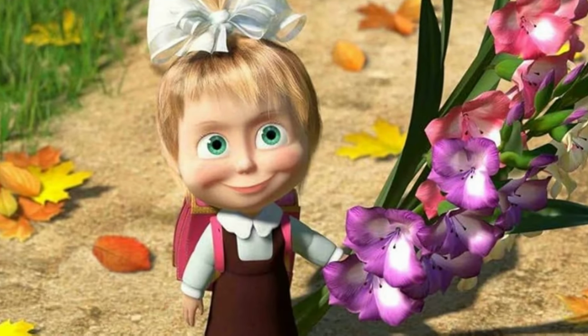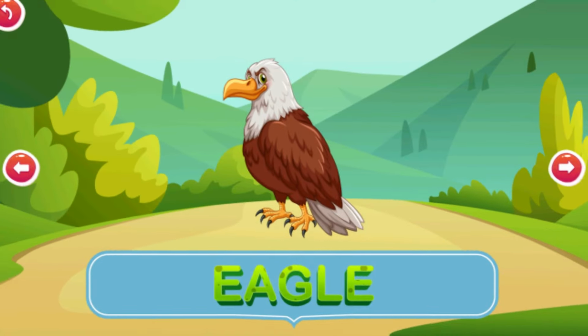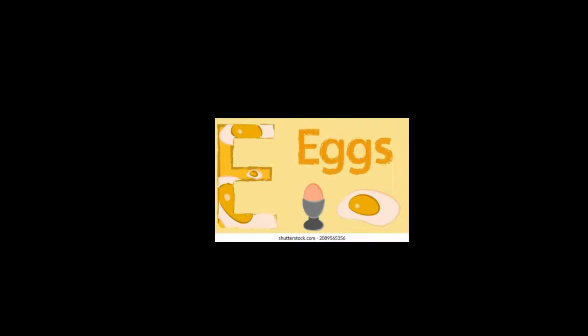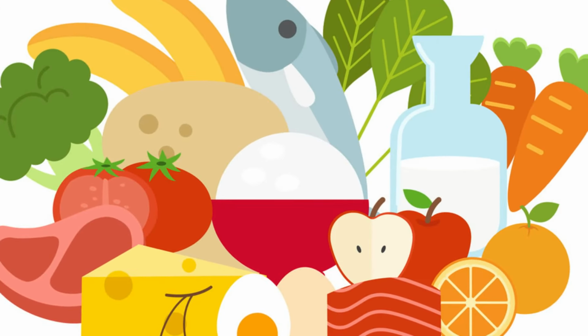D for doll and D for donkey. E for eagle and E for ant. F for frogs and F for food.